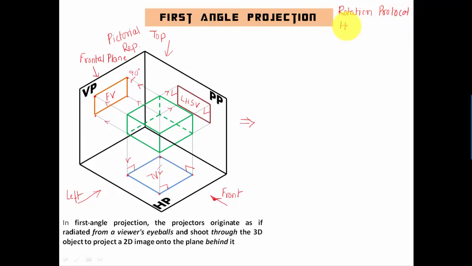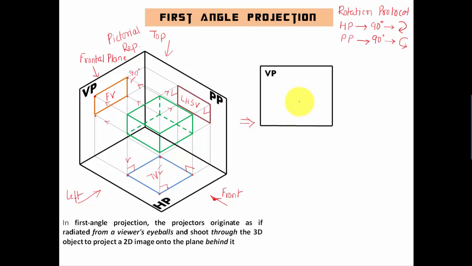It says that the horizontal plane has to be rotated by an angle of 90 degrees in the clockwise sense, something like this, whereas this profile plane on which you're gonna have this side view is also supposed to be rotated by an angle of 90 degrees, but the direction in which it has to be rotated is anti-clockwise in nature. Alright, now let's say we have this vertical plane. Okay, that's it. So that's the vertical plane.